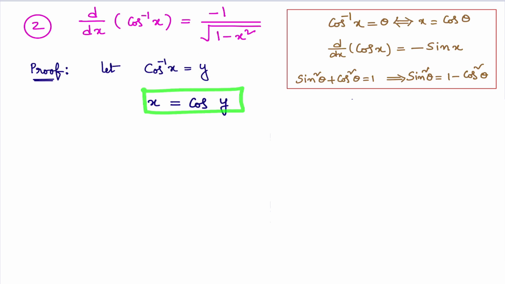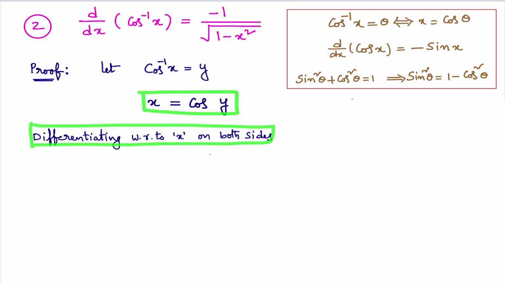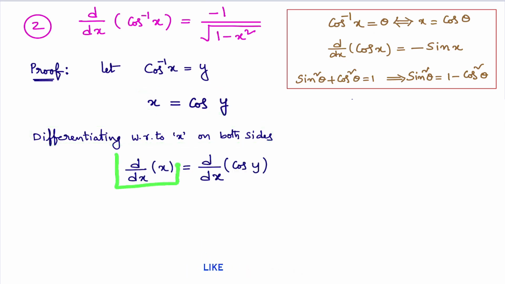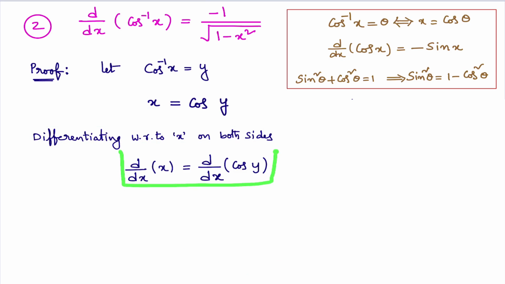I hope you understand. What I'll do now, I'll differentiate with respect to x on both sides. Differentiating with respect to x on both sides means I'll just write d by dx to this equation on both sides. You observe this one. d by dx of x, I have written d by dx to this part, and d by dx of cos y, I have just written d by dx to this part. This step indicates that I am differentiating with respect to x on both sides.